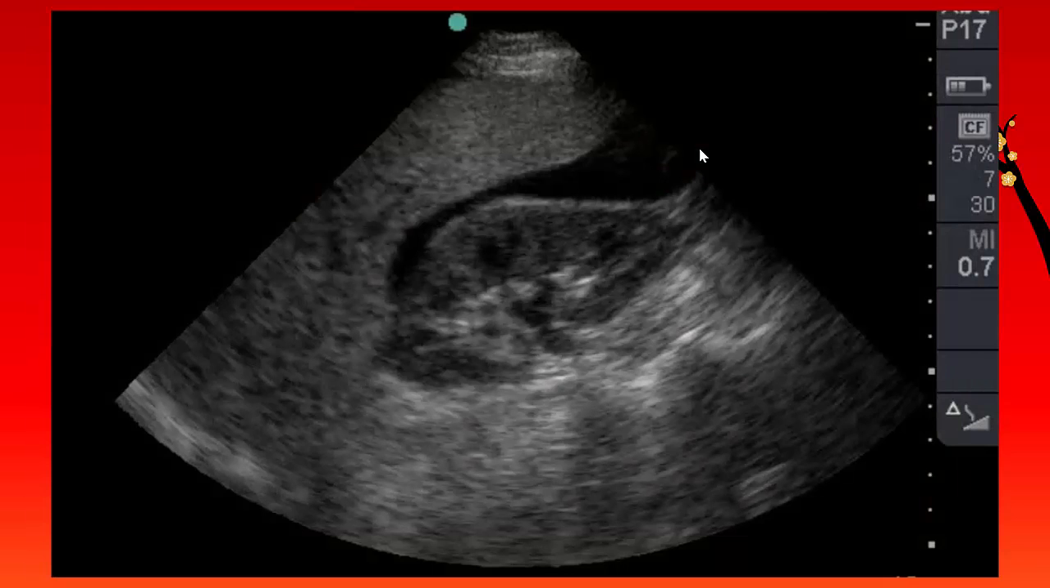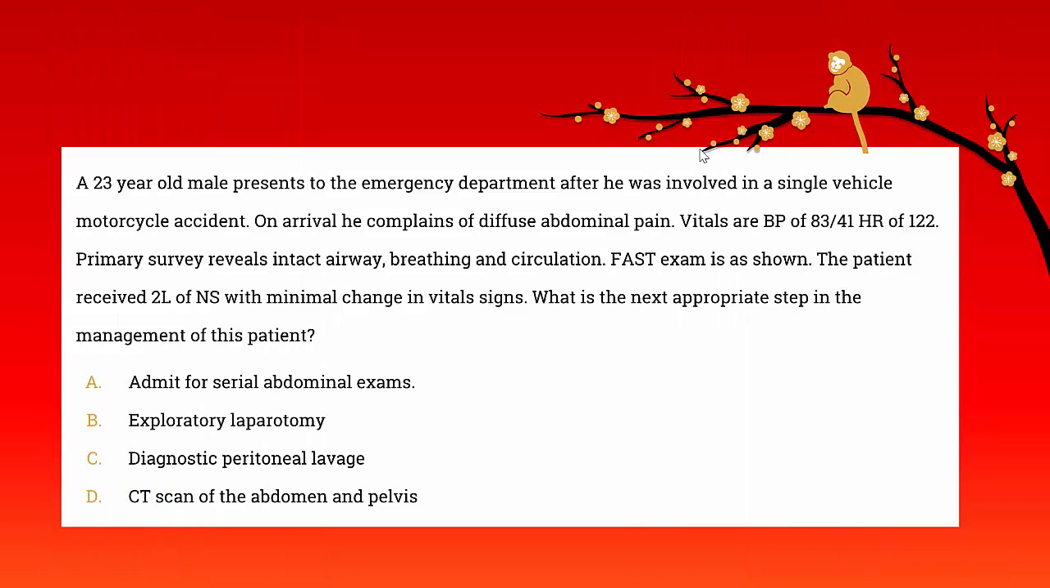So here we have a nice view of Morison's pouch with our liver and our kidney. And in between them, you can see a stripe of black fluid, which is consistent with a positive FAST exam. So essentially, this question stem gives us a patient with trauma to the abdomen, unstable vital signs, and a positive FAST. Choice A, or serial abdominal exams, would be inappropriate for this patient with unstable vital signs.